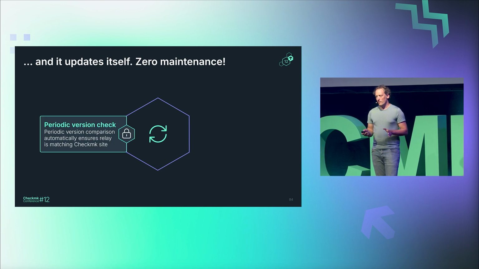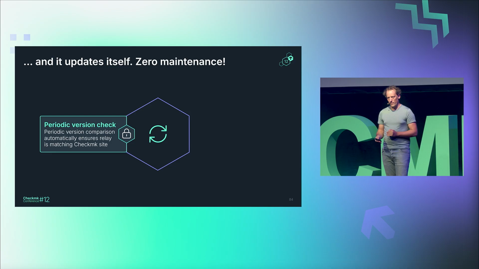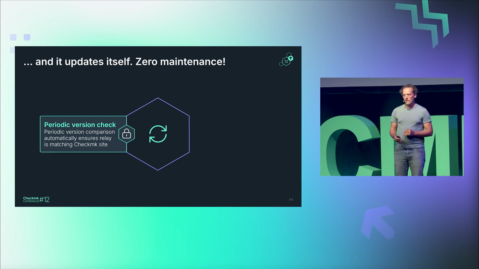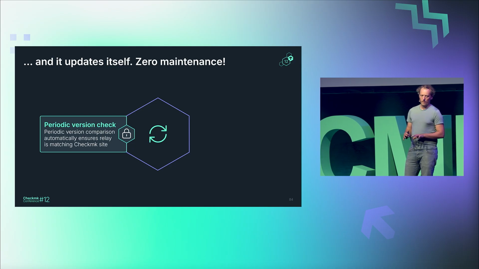As I told you, the relay contacts the agent receiver continuously all of the time. And every time it does that, it compares its own version to the site version. And the rules are very simple, much simpler than in a distributed setup. The rule is the version must match, period. Because we are separating the checking and the fetching, there's really no room for any difference in the version.